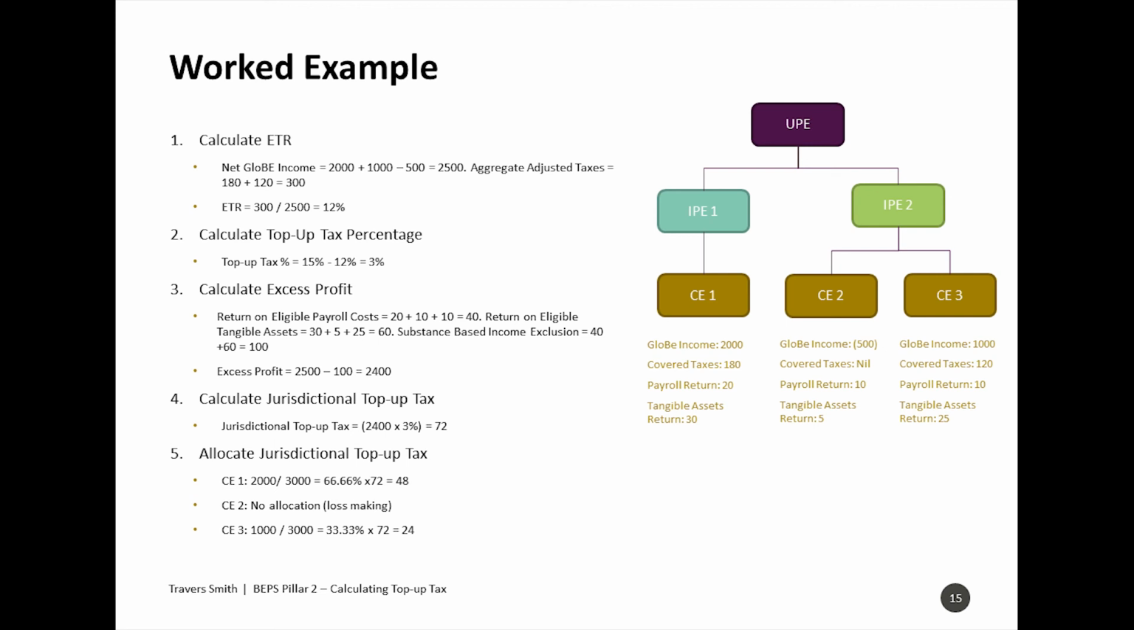So CE1 has got 2,000 of that 3,000 aggregate GloBE income, so it is going to get 66.66% of the jurisdictional top-up tax, or 48. Don't allocate anything to CE2, that's because CE2 is loss-making. And then finally, CE3 will get 33.33% of the jurisdictional top-up tax, which gives you 24.